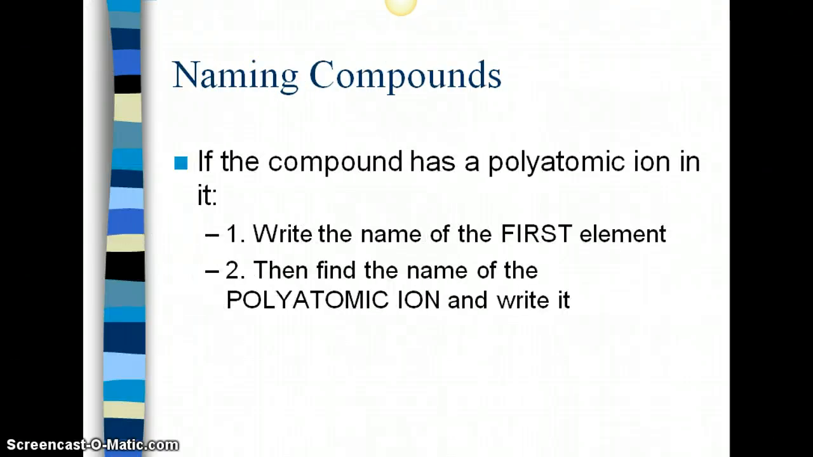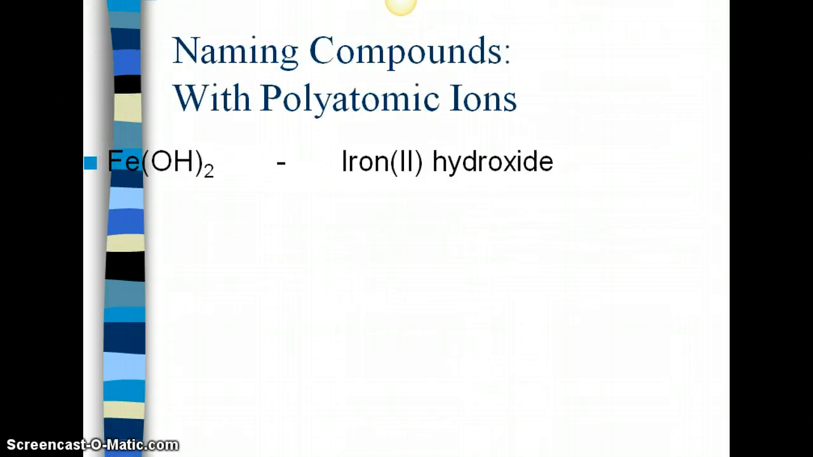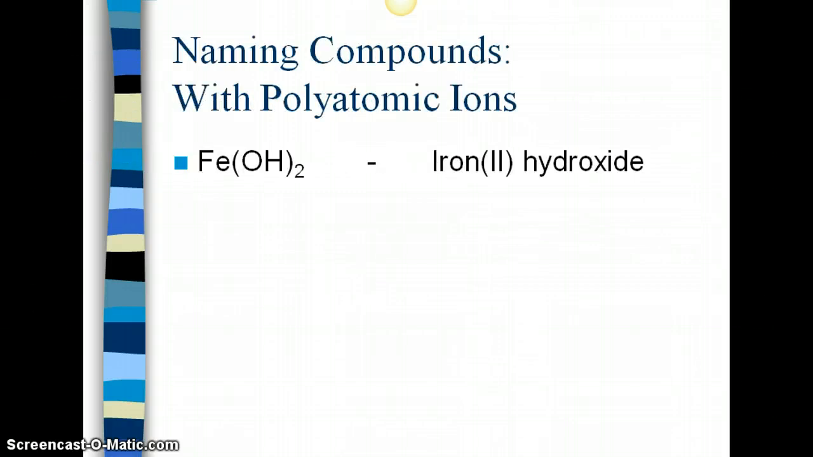And then we also have the problem with polyatomic ions. Now, polyatomic ions actually are probably the easiest to name in that you don't change the name of the polyatomic ion at all. So you write the name of the first element, which might be a polyatomic ion. You just write it as it is. And then on the second element, you just write the polyatomic ion name as it is. So a couple examples. Iron hydroxide, iron 2 hydroxide, because iron is a transition metal. And the hydroxide, you just leave it as it is.